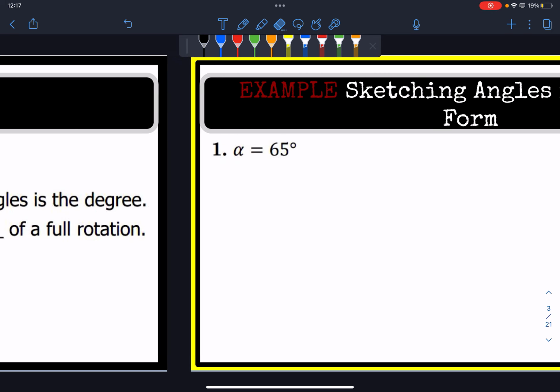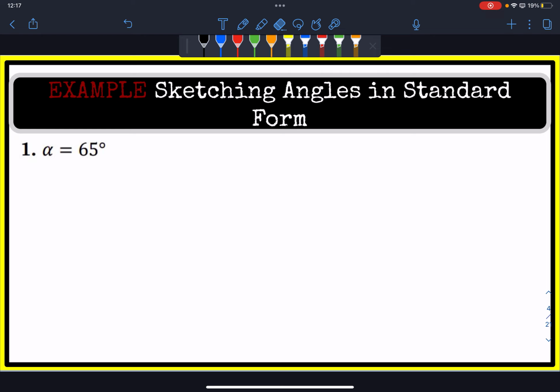So let's sketch some angles in the standard position. So let's say we want to sketch this angle alpha that is 65 degrees. Well, in the standard position on our x and y axis, every quadrant measures 90 degrees because that's going to make a 90-degree angle. So this quadrant is 90 degrees. The second quadrant would add up to another 90 degrees, so that's 180 now. Another 90 adds up to 270, and another 90 is 360 degrees.